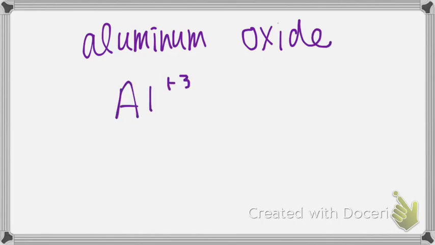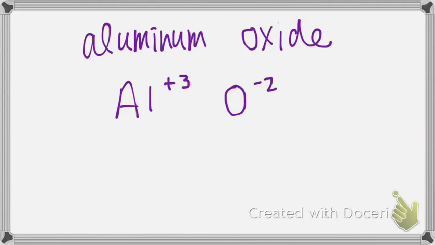Aluminum is +3. Oxide is -2. Do we see a problem here? Right, we don't see an immediate change that we can make to make it balance. But what can we start to do? Add more to both sides. I can make it a math term. You can find the least common multiple between 3 and 2, which is probably 6.